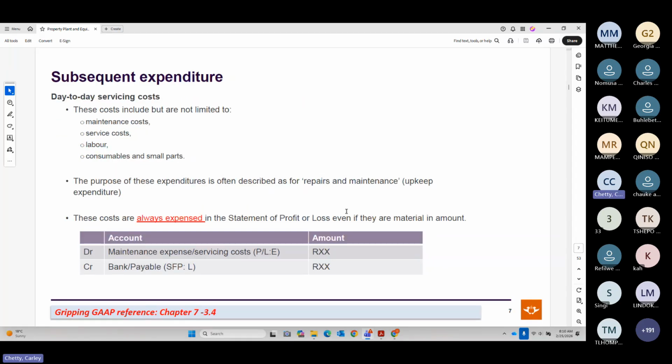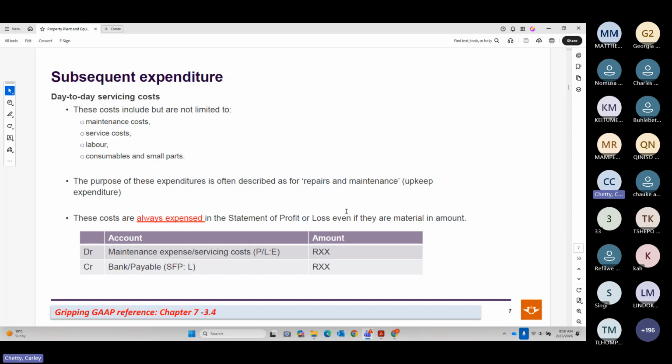So we also need to look at day-to-day servicing costs. This is part of subsequent expenditure. These costs include, but are not limited to, maintenance costs, service costs, labor, consumables, and small parts. The purpose of these expenditures is often for repairs and maintenance to make sure that the asset continues to operate. So these costs are always going to be expensed in the statement of profit or loss, even if they are material in amount.